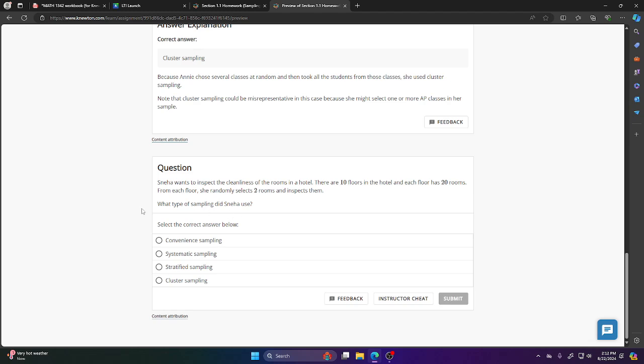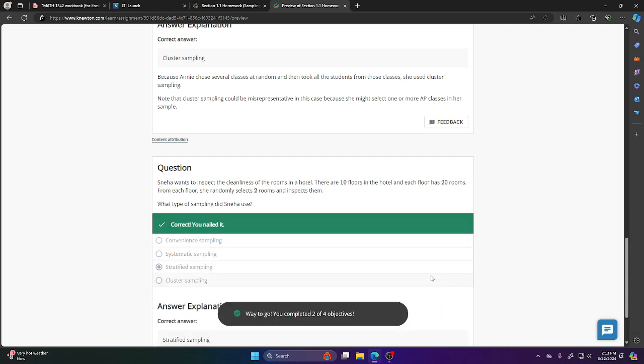Oh, here we go again. Okay. Wants to inspect the cleanliness in hotel rooms. 10 floors in a hotel. Each has 20. From each floor, she selects 2 rooms. Come on, tell me. So she's getting 2 from this floor, 2 from this floor, 2 from that floor. Stratified, a little bit of everything, right? A little bit of everything. Stratified. Yep, cool.